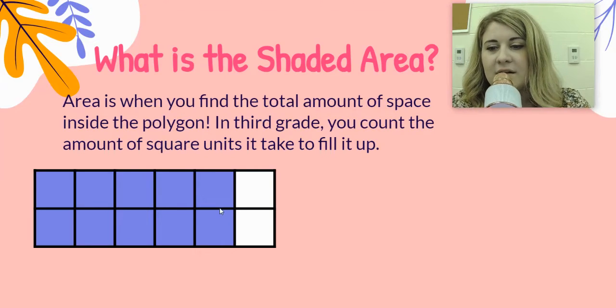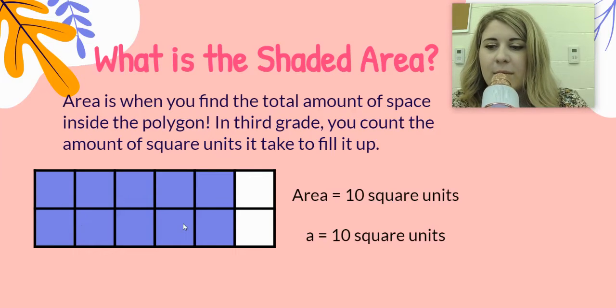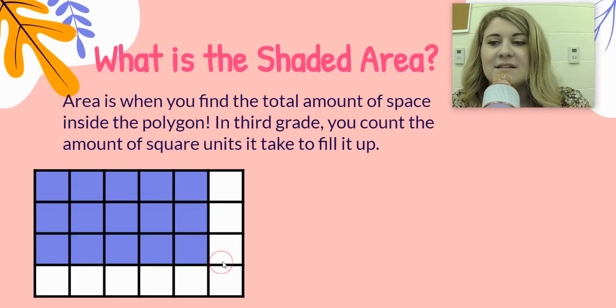What we are looking at here is still only the colored in part, okay? You are not counting these 2 white sections over here that are not colored in. You're only counting the colored in part. So how many do we have colored in? 1, 2, 3, 4, 5, 6, 7, 8, 9, 10. So the area is 10 square units because 10 square units are colored inside. Remember, area is just counting how many are inside. How much does it take to cover the inside? Perimeter is the outside. So area is a lot easier.